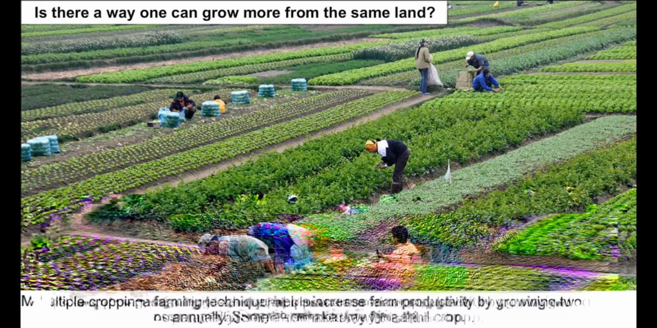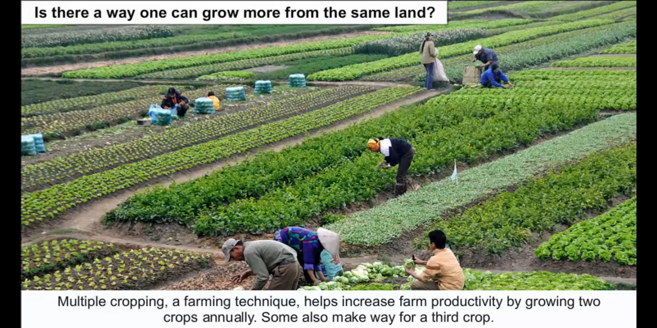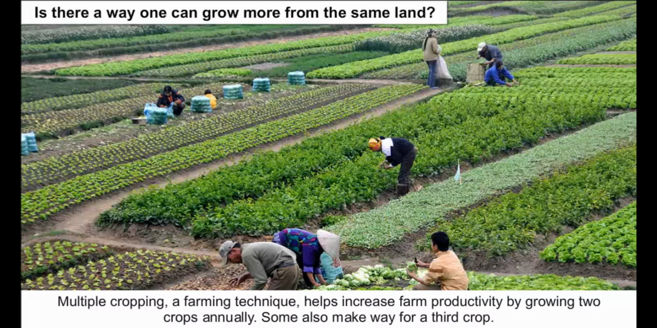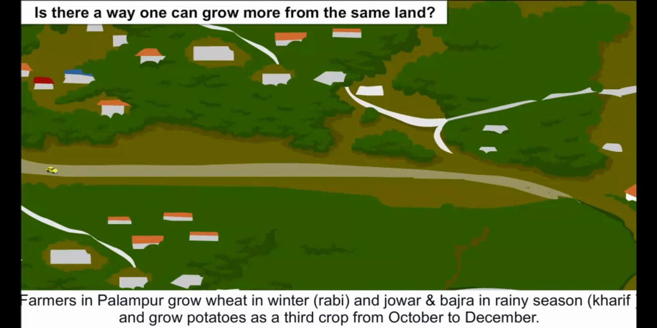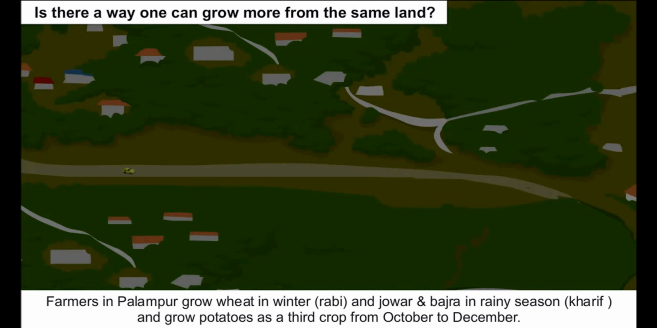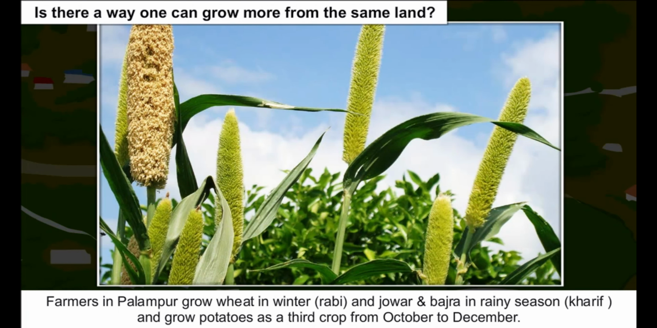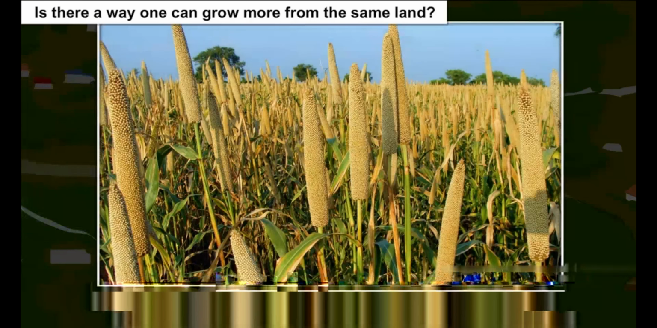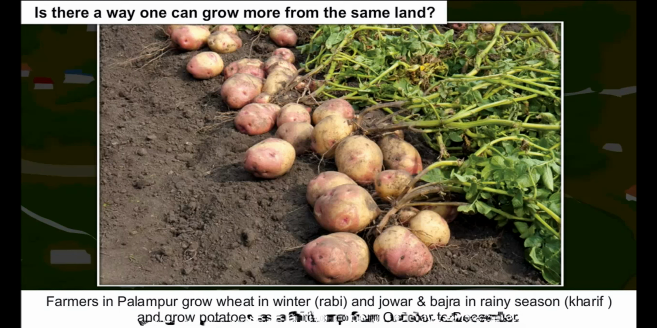Multiple cropping, a farming technique, helps increase farm productivity by growing 2 crops annually. Some also make way for a 3rd crop. Farmers in Palampur grow wheat in winter, rabi, and jawar and bajra in rainy season, kharif, and grow potatoes as 3rd crop from October to December.